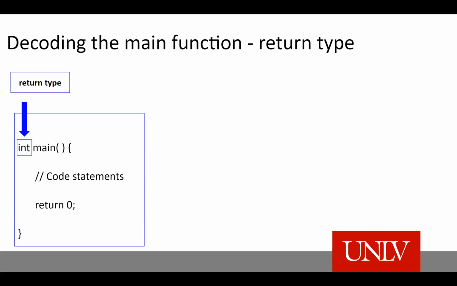What is a function returning? We'll come to that, but whatever you see at the beginning of a function, that's a return type. It's a data type, one of the data types that we have in C++. It can be int, float, double, char, string, etc. But for now, as we are decoding the main function, the return type of a main function is an integer, or is of integer type.